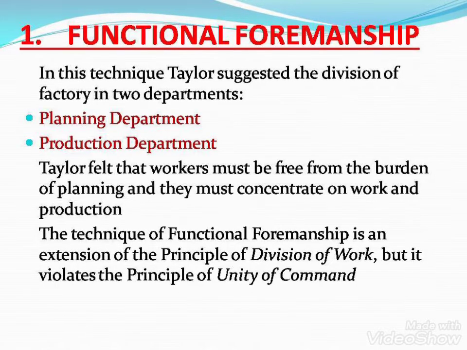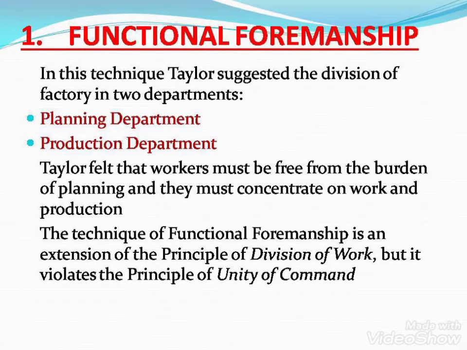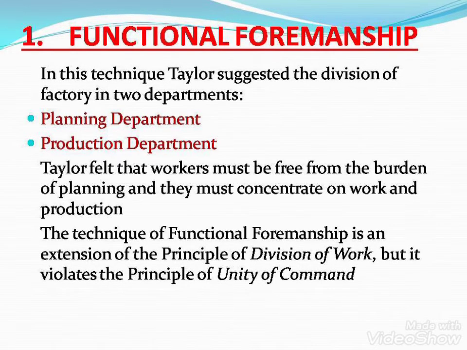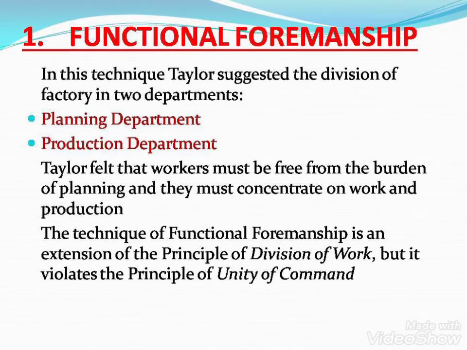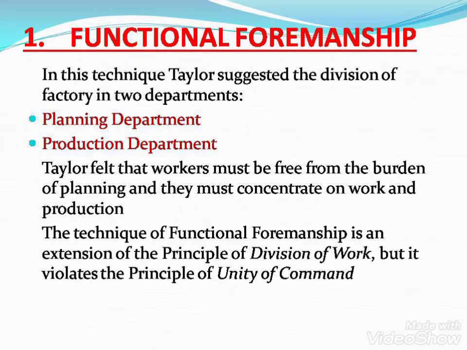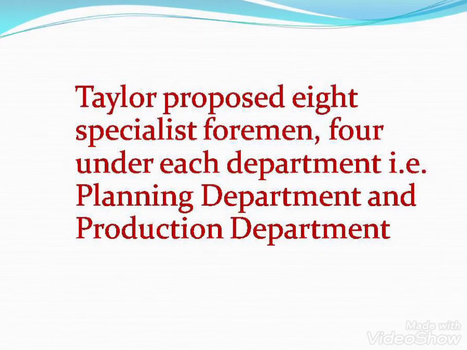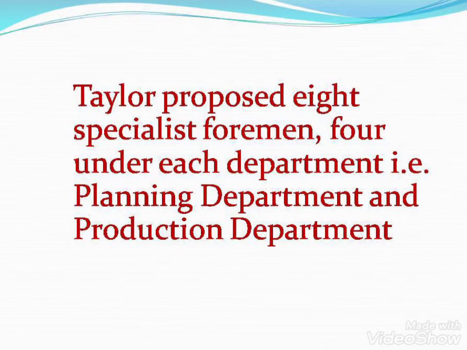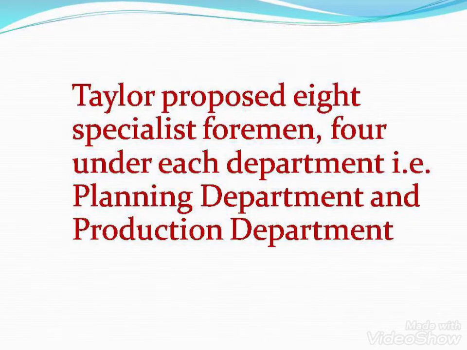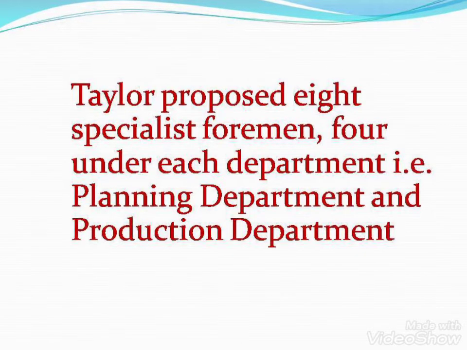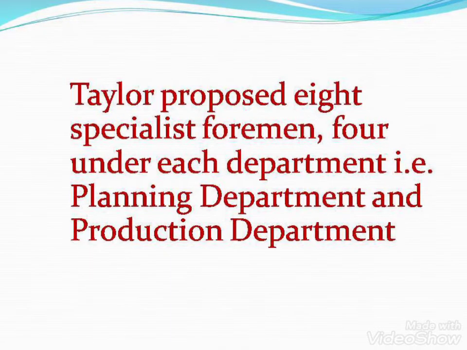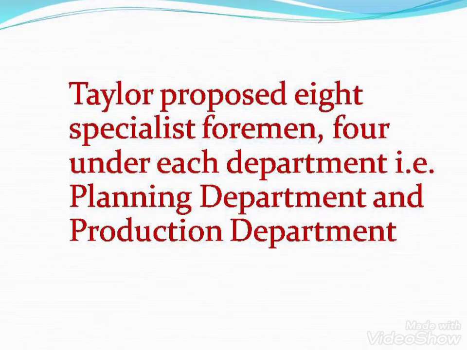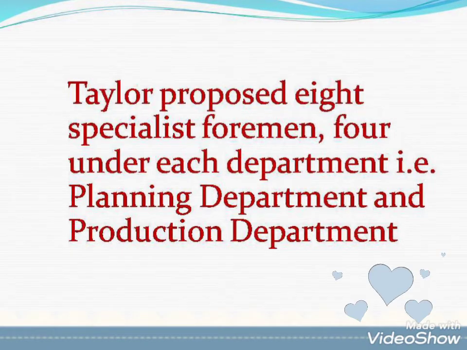Taylor felt that workers must be free from the burden of planning and they must concentrate on work and production. The technique of functional foremanship is an extension of the principle of division of work, but it violates the principle of unity of command. For this, Taylor proposed 8 specialist foremen. Four foremen were to look after the planning work and the other 4 to supervise the work in the shop. Taylor contemplated 8 functional foremen.